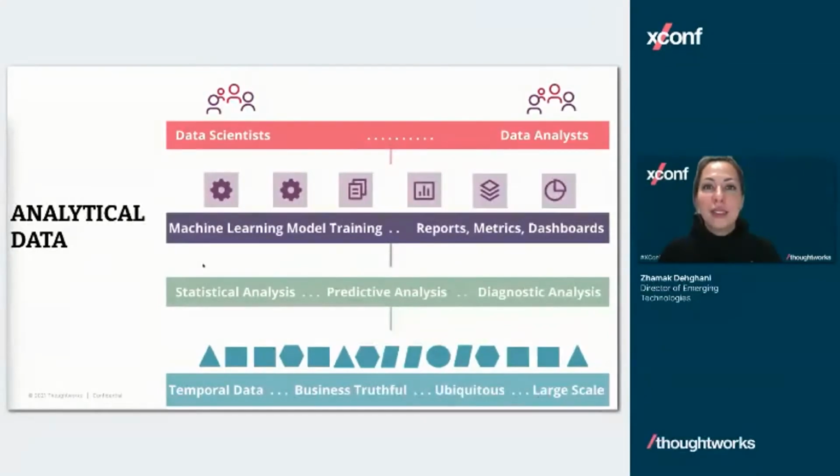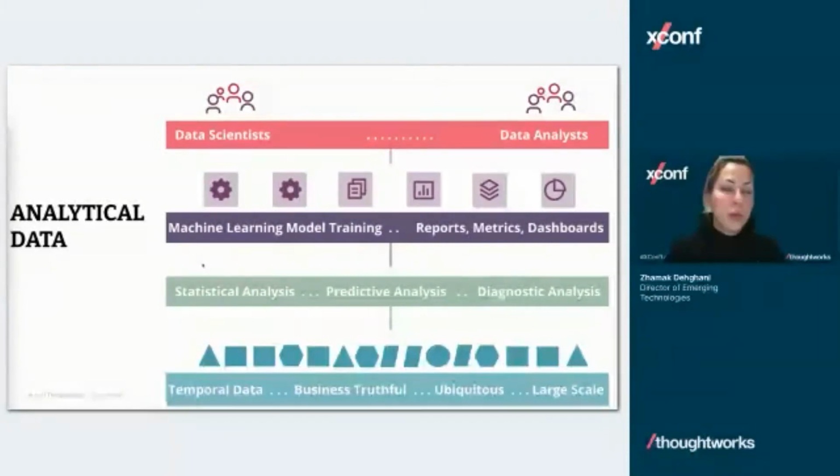So we want this data to be as close to reality as possible and capture as many facts as we can. And that data can come from anywhere. It doesn't come from one application or the other. It comes from every single touch point that you have with the environment around you, with your customers, and naturally it has a large scale.